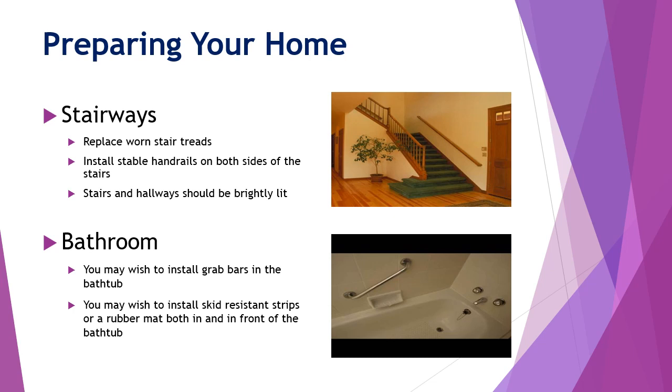Stairways: replace worn stair treads. Install stable handrails on both sides of the stairs. Stairs and hallways should be brightly lit. In your bathroom, you may wish to install grab bars in the bathtub. You may wish to install skid-resistant strips or a rubber mat both in and in front of the bathtub to avoid any falls.